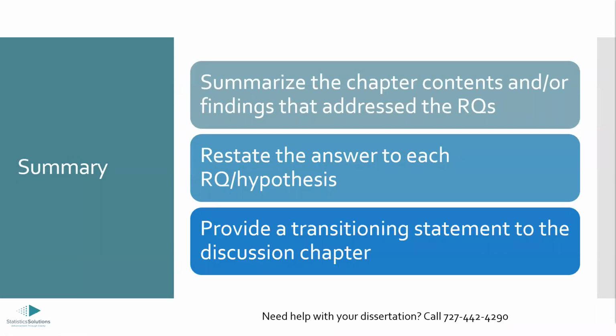And so after you have presented all of the results for the analyses for your research question, and you have a clear answer for each of your research questions, the final part of the results chapter is typically just a summary of those findings. So you want to summarize the chapter contents or just the findings that address each of the research questions. You may want to restate the answer to each research question or hypothesis. Again, state whether each null hypothesis was rejected or not, and then just provide a basic transition to your discussion chapter.